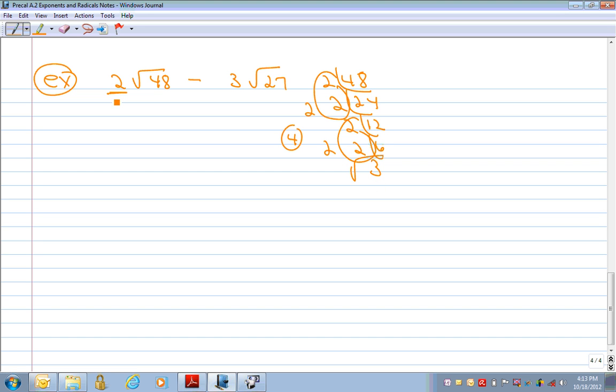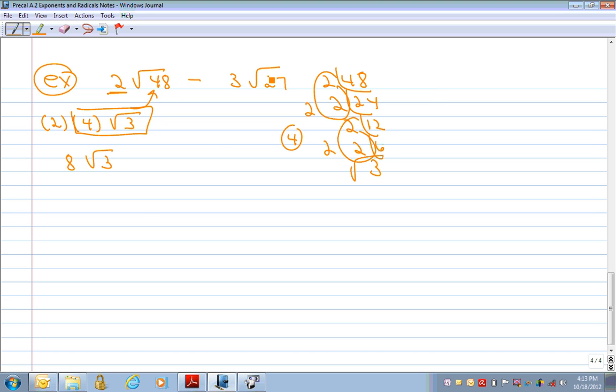I already had a 2 here. Be really careful. So this is like 2, and then it would be times 4 root 3. 4 root 3, please understand, is the same as the square root of 48. We've just rewritten it simplified. 2 times 4 would be 8, and we would get 8 square roots of 3.